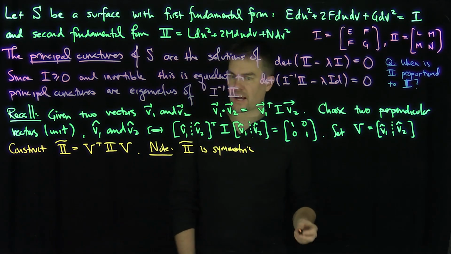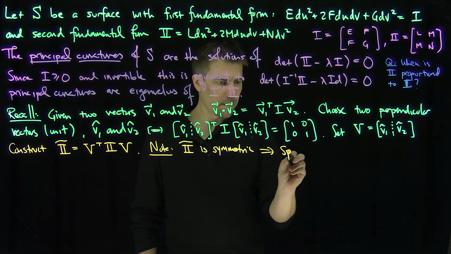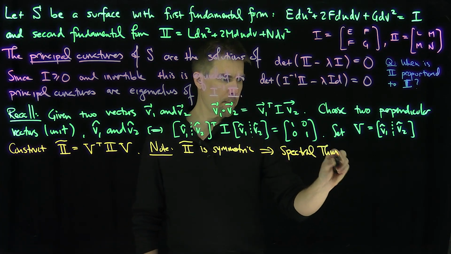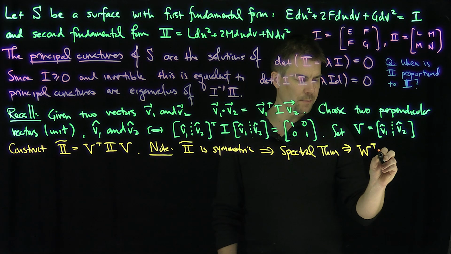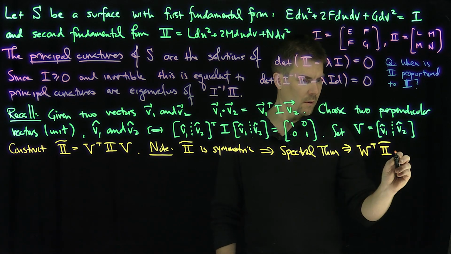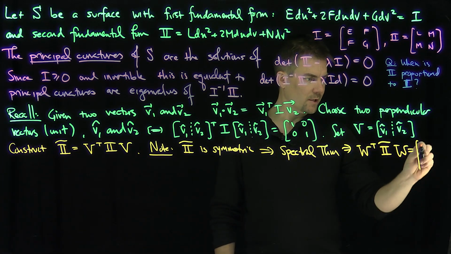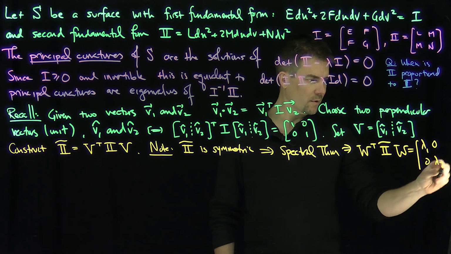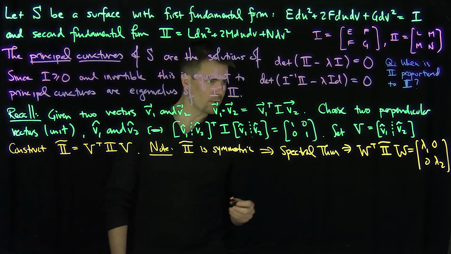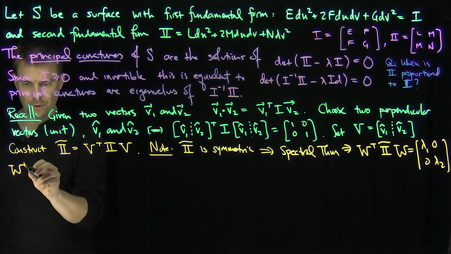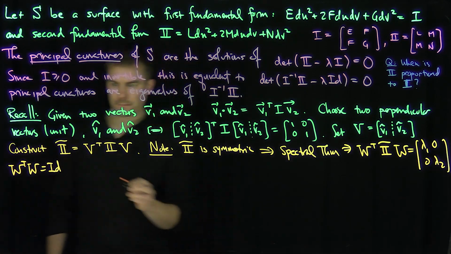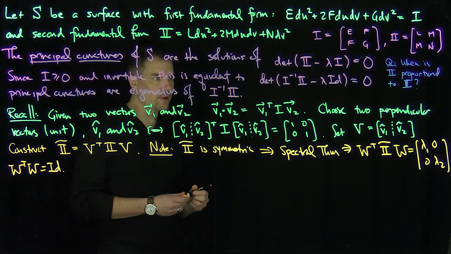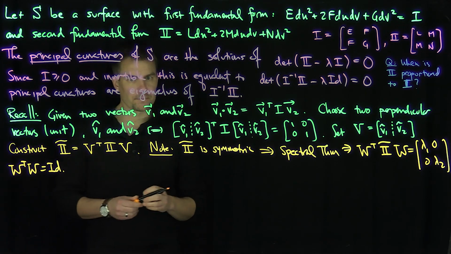And that implies, by the spectral theorem, that there exists an orthogonal matrix W such that W transpose, then 2 tilde, and then W is going to be a diagonal matrix, lambda 1, 0, 0, lambda 2. I can orthogonally diagonalize 2 tilde, where W transpose W is just the identity matrix. Good. And so now what we want to do is the following. So now I want to consider, how should we do this?